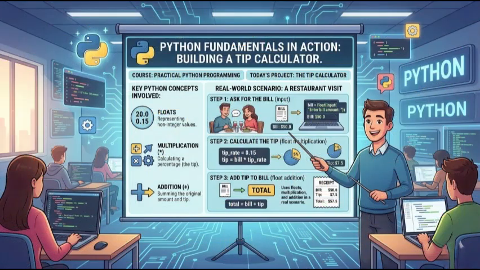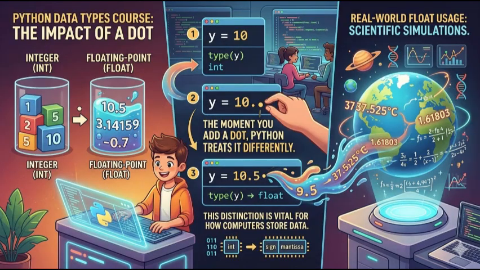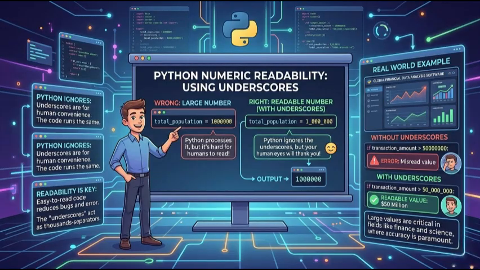Let's build a quick tip calculator. Ask for the bill, multiply by 0.15 for the tip, and add it back. This uses floats, multiplication, and addition in a real scenario. Today we covered int for whole numbers, float for decimals, the 7 basic operators, and the importance of PEMDAS. These are the building blocks for every algorithm you'll ever write.